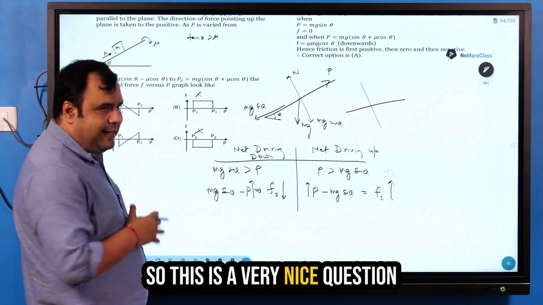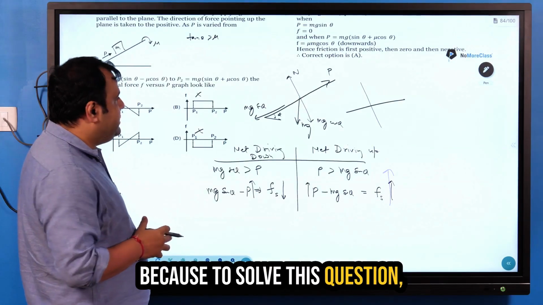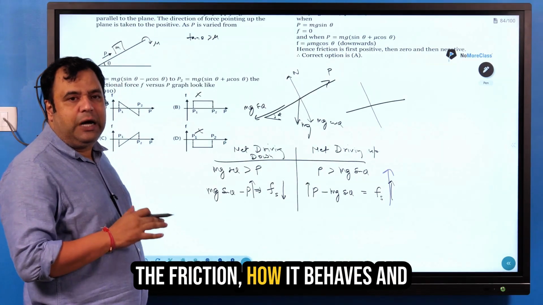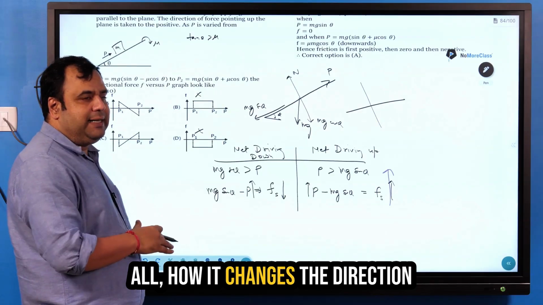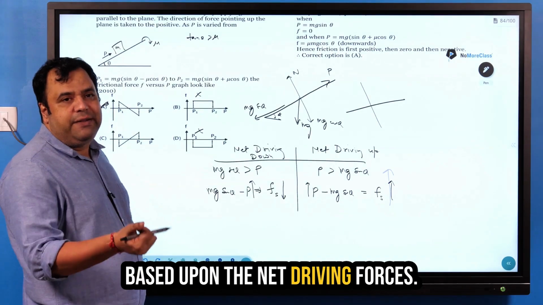So this is a very nice question, because to solve this question, you need deep understanding of the friction, how it behaves and how it changes the direction based upon the net driving forces.